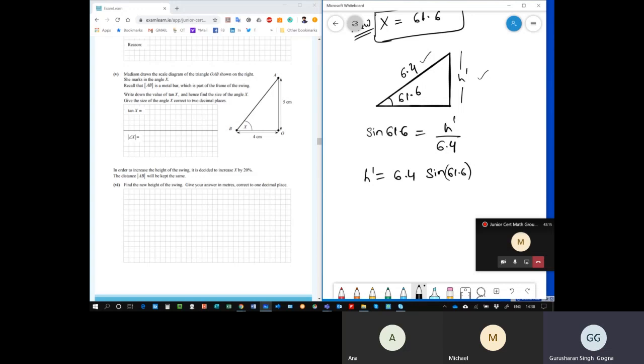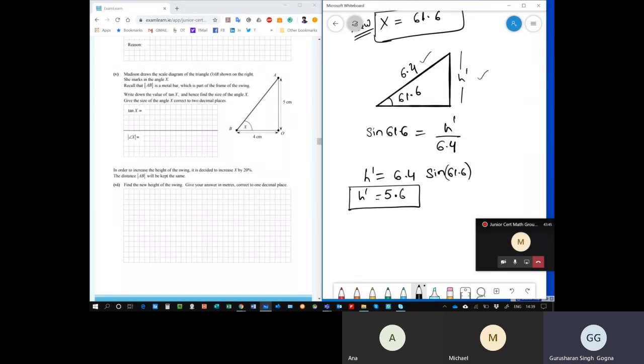So this is giving around 5.63. Correct to 1 decimal place, so you can simply say 5.6. Okay. This is the new height. This is the new height when you increase the angle by 20%, keeping the same.